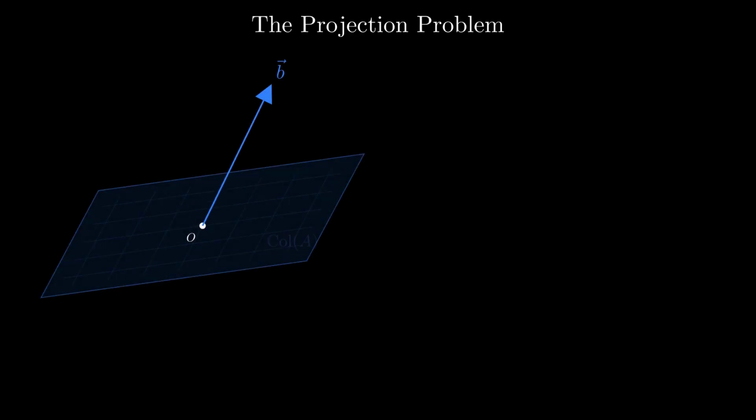Here's the projection problem. We have a vector B and a subspace, the column space of a matrix A. We want to find the closest point to B in that subspace. That closest point is the projection P. A projection matrix sends any vector to its closest point in a subspace. The error vector E equals B minus P, and it drops perpendicular to the subspace.